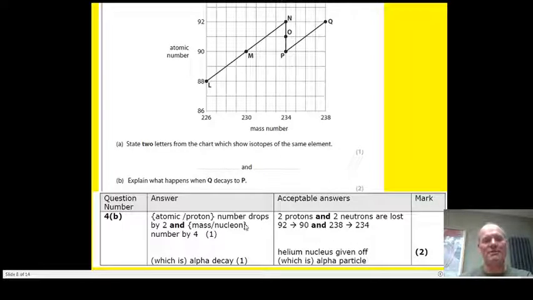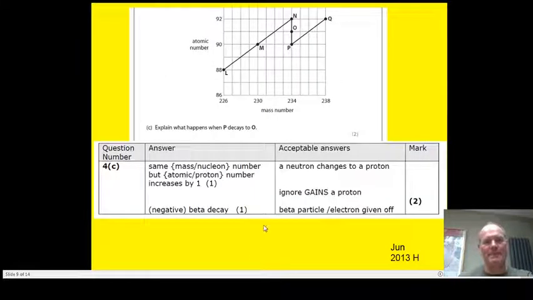And to get both marks for it, you needed to say that you'd recognised that the atomic number, or the number of protons, had dropped by 2, the mass number had dropped by 4, and therefore that made it an alpha particle or alpha decay. Okay, so that was the answer to that one.